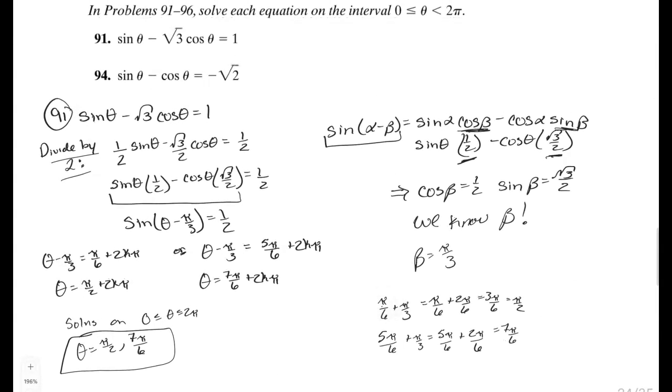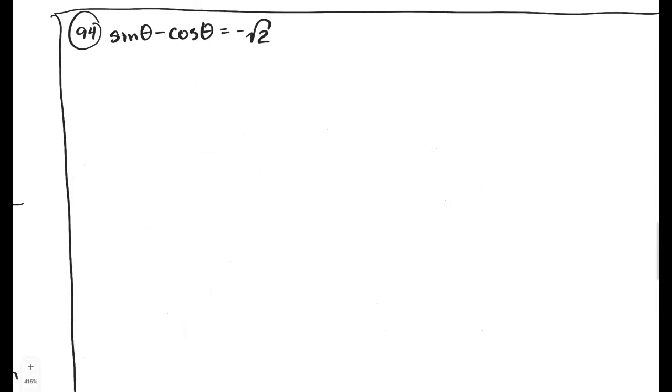Okay, so this is where you may want to pause the video and try number 94 on your own, then come back and check your answer. So in 94, we have sine of theta minus cosine of theta is equal to negative square root of 2. So with this one, I'm going to start by dividing by square root of 2. And you'll see why in just a second.